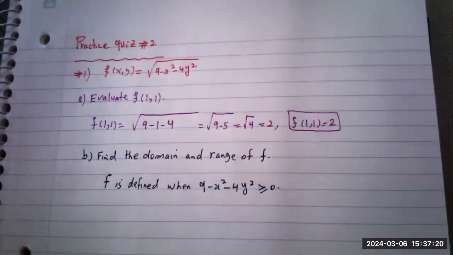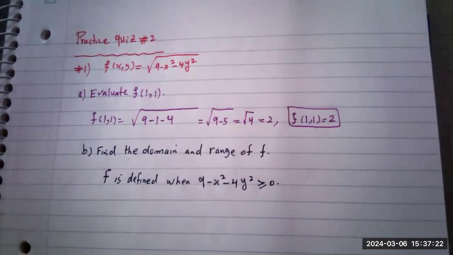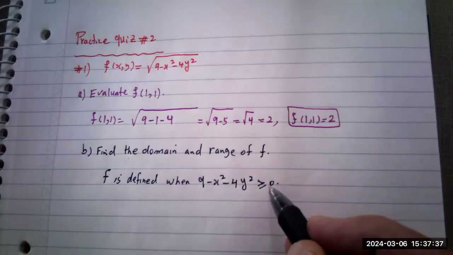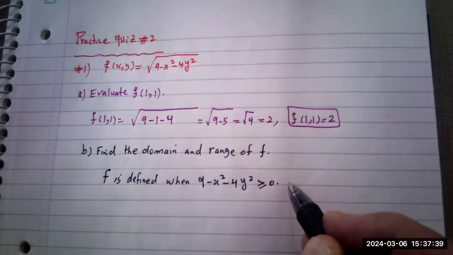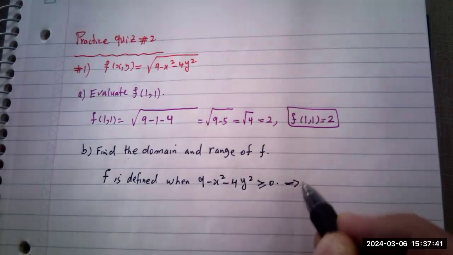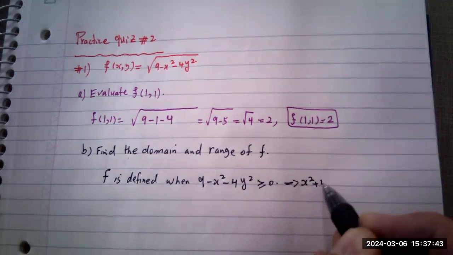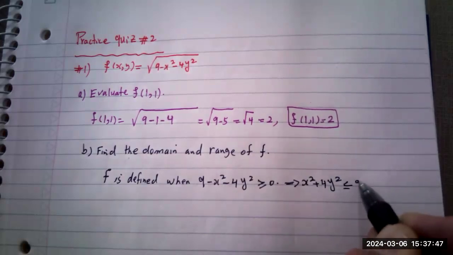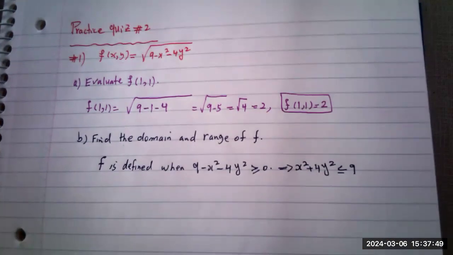You have to write it down in set notation. So remember, your function is a function of two variables, so your domain is going to be a subset of R2. You can move this to the other side to get a clear idea of the shape of the domain. You don't have to, but this would be x squared plus 4y squared less than or equal to 9. And you know that this is going to be an ellipse.